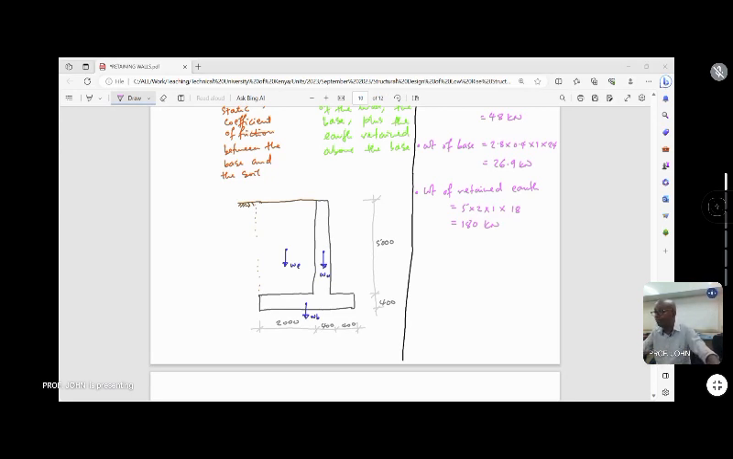Okay. So R, therefore, R is 48 plus 26.9 plus 180. This gives us 180 plus 48 plus 26.9, 254.9. 254.9 kilonewtons.